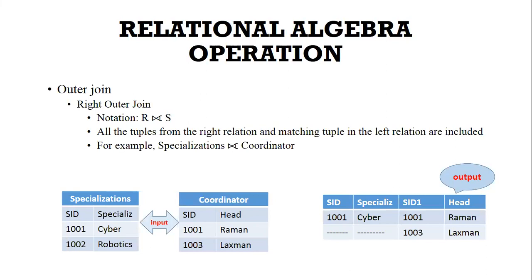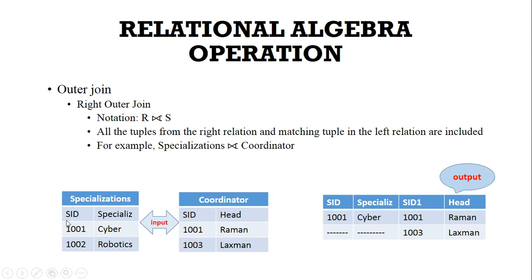Then in the right outer join, the bowtie notation will be opened a little bit on the right hand side. So there are two tables here. One is R, another one is S. The name of R is specializations and S is coordinator. You can see here the right hand side table will be included fully, 1001 and 1003, along with the heads Raman and Lakshman. On the left hand side, only the data which is equal to the right hand side will be included.